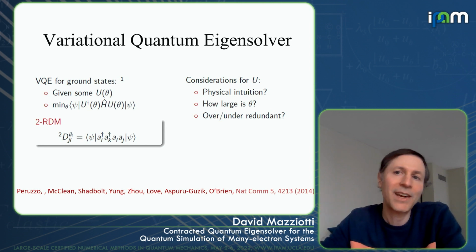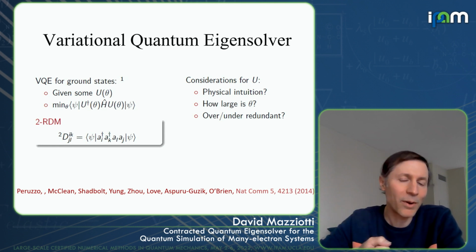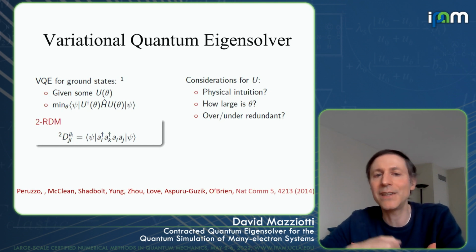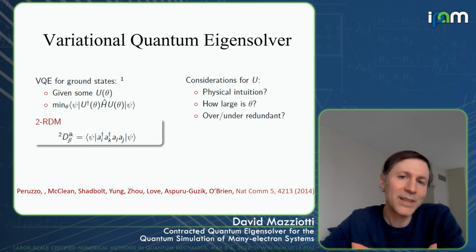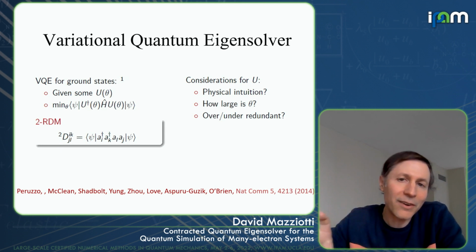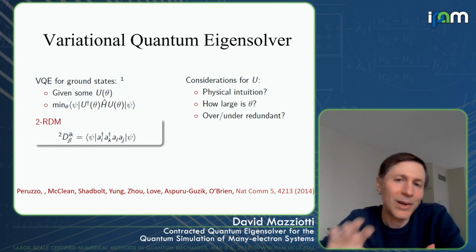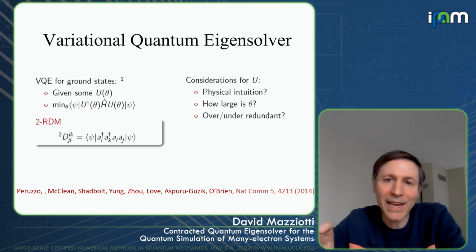So the 2-RDM in some form is computed or measured from the state on the quantum computer, and that information is then brought over to the classical computer in the variational quantum eigensolver to complete the calculation. So first of all, it's a very general algorithm, and ultimately we need to actually consider what we will choose for the unitary transformation. What's the physical intuition in picking H?